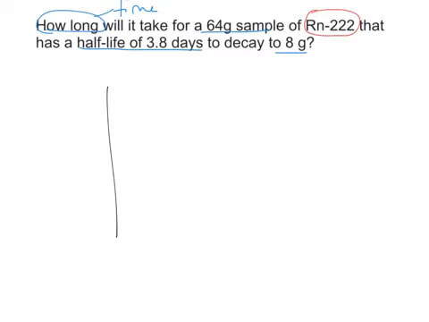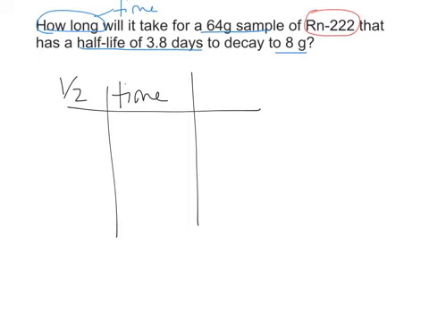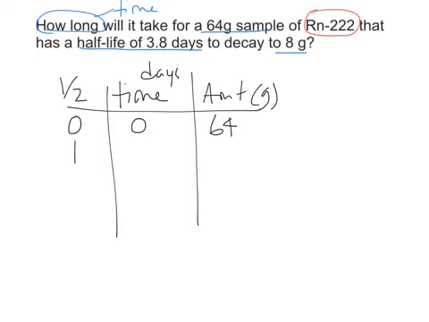So again, I'm going to build my table, and sometimes it helps if you do this on lined paper, especially if you're going to be doing a lot, but for the sake of this, I'm just going to be writing it on my iPad. Amount is in grams, time is in days, and remember, you always start with 0 for half-life and 0 for time, and the full amount, which is 64 grams. We know that one half-life is 3.8 days, so I'm going to just kind of write that down. And I know that by definition, half-life means that half of the product decays. So half of 64 is 32. So I just kind of divide that by 2.